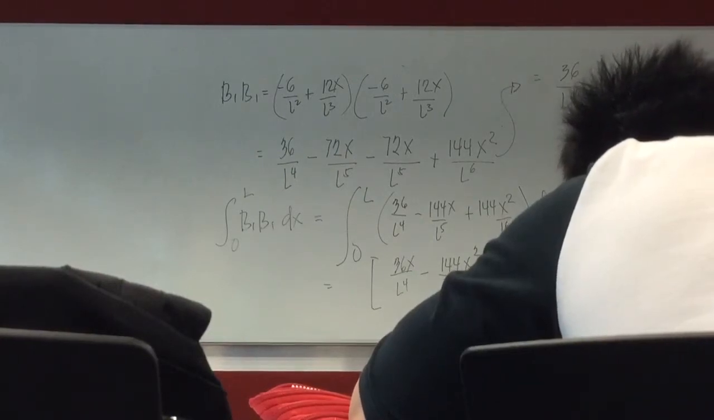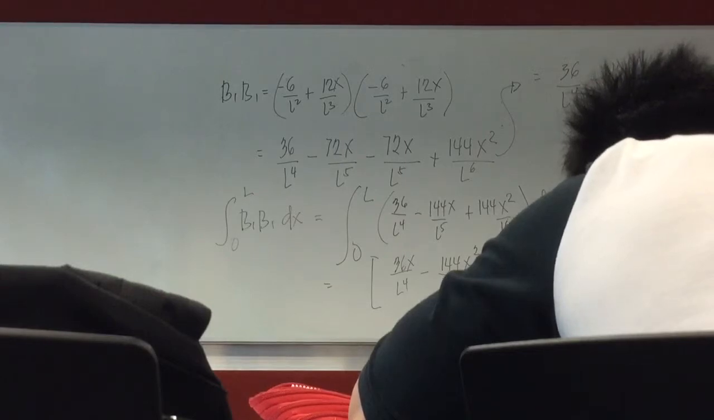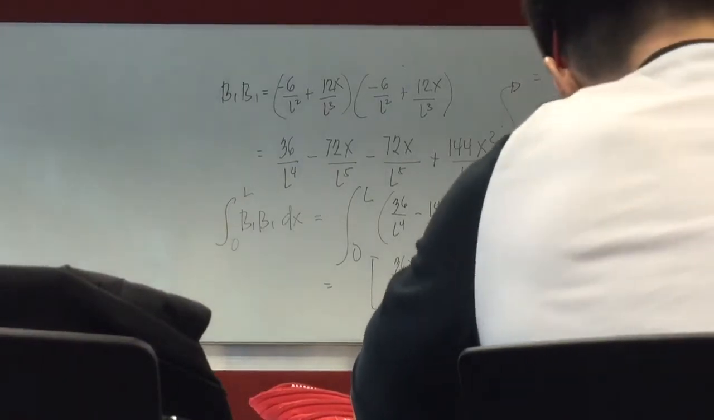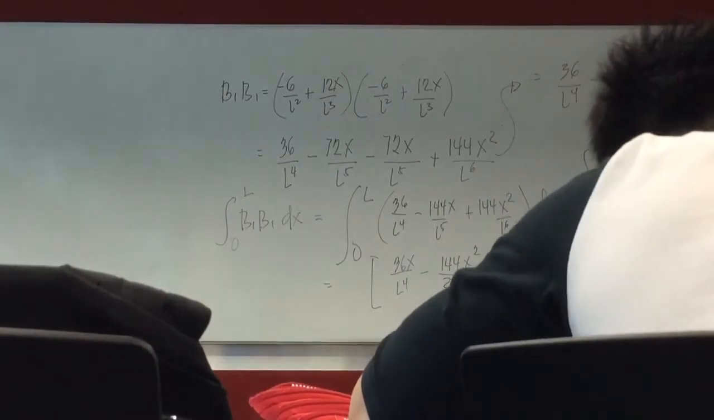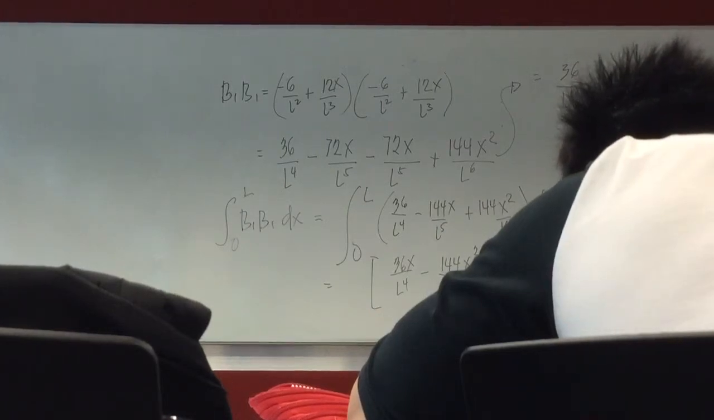So what do we have here? 12 all over L cube? Okay. Column 4, row 3: -6 over L square. Negative 6 all over L square.